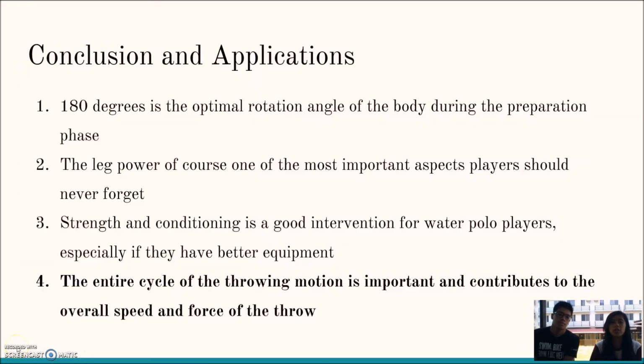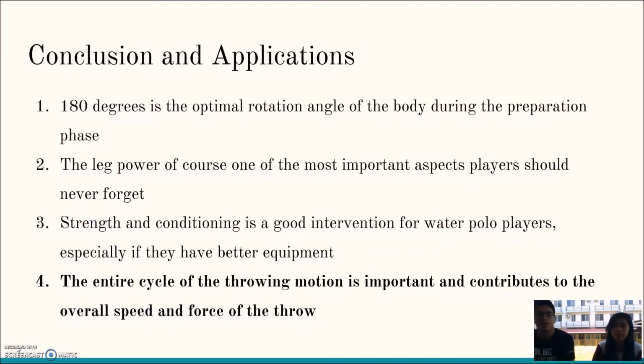So for our conclusions, first, 180 degrees is the optimal rotation angle of the body during the preparation phase. Second, the leg power, of course, is one of the most important aspects players should never forget. Third, strength and conditioning is a good intervention for water polo players to improve their leg power and the force of the throw, especially if they have better equipment.